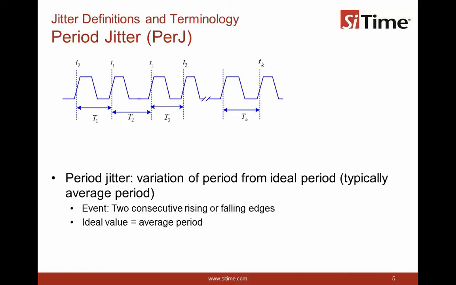Let's move on to period jitter. Period jitter is defined as variation of cycles of a signal over time relative to some average value. So in this plot, you can see that T1, T2 and T3 are different cycles of the clock signal, measured up to Tk. Each one of those cycles is called a hit. So we can, for example, measure 10,000 hits of period.